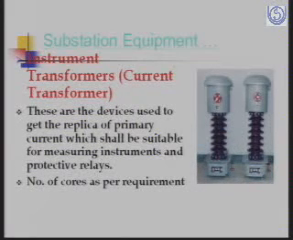Then in the substation we have the instrument transformers, which are the current transformer and the potential transformer. The current transformers are devices used to get the replica of primary current, which shall be suitable for the measuring instruments and the protective relays inside the substation. We need to measure the current and voltages and operate the relays. For that we use a current transformer, and the number of cores in the CT are as per requirement. Usually the CTs are of 1 ampere or 5 ampere depending on the requirement, and these 1 ampere or 5 ampere CTs provide current to the meters and to the relays for measuring and protection.